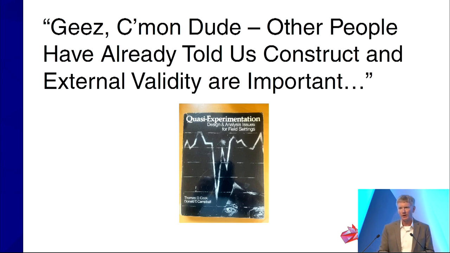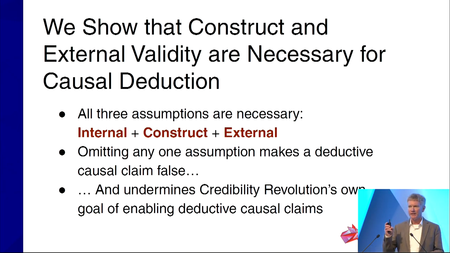When we share this paper with our applied statistics colleagues, a lot of times they get really agitated with us, or they get upset, and they'll say things like, geez, come on, dude. Other people have already told us that construct and external validity are important. We all read Cook and Campbell in grad school, and now it's Shadish, Cook, and Campbell. We already know these things are important, so you're not telling us anything new. And what I want to emphasize is that that is not our argument. We completely agree with Shadish, Cook, and Campbell that construct and external validity are important, and in fact, they're foundational for good science. But that is not our argument.